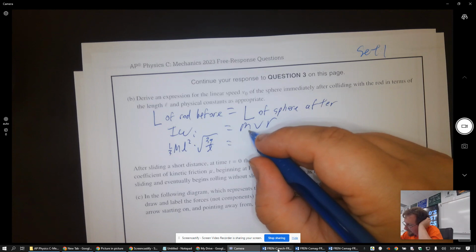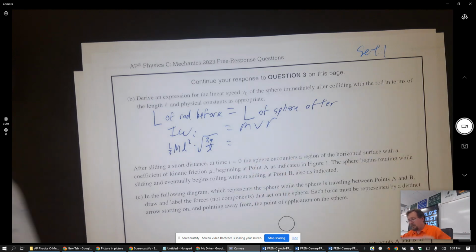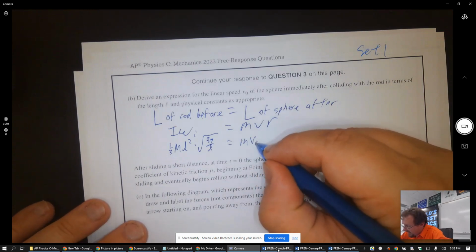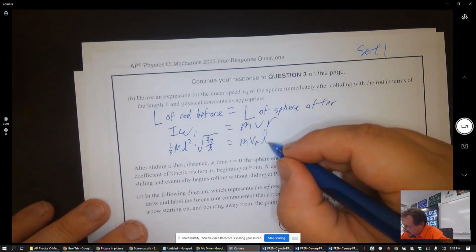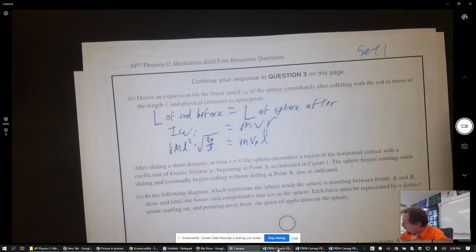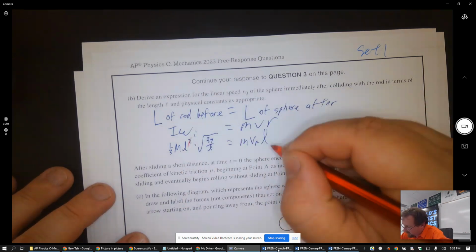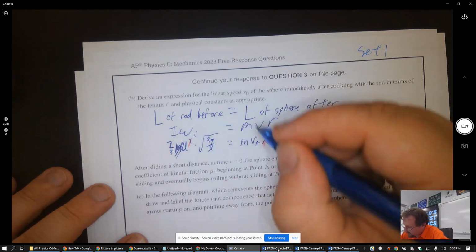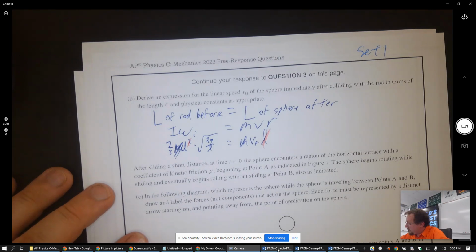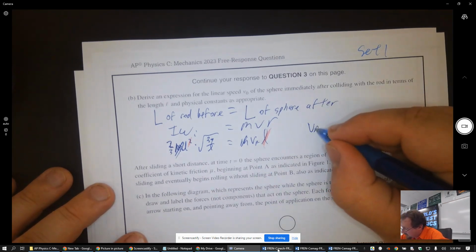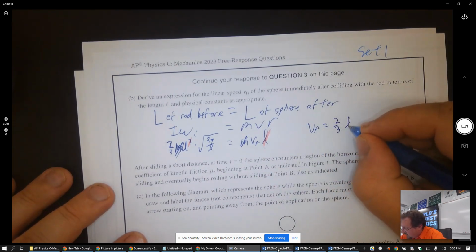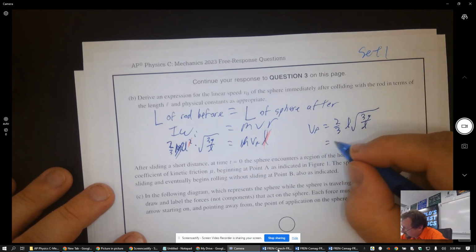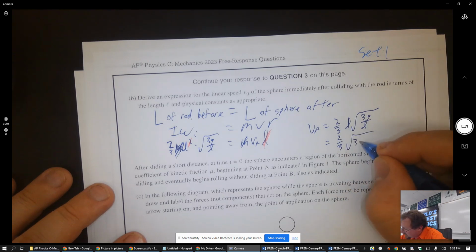I'm taking the angular momentum about the pivot right here. So this will be M, V after the collision, R, which is L. That's the distance from the pivot. So we're going to eliminate one of these L's, and this M is actually 2 little m's, so I can contract those down. Basically, I just got my final right now: 2/3 L times the square root of 3g over L. That's really the same thing as 2/3 the square root of 3gL.